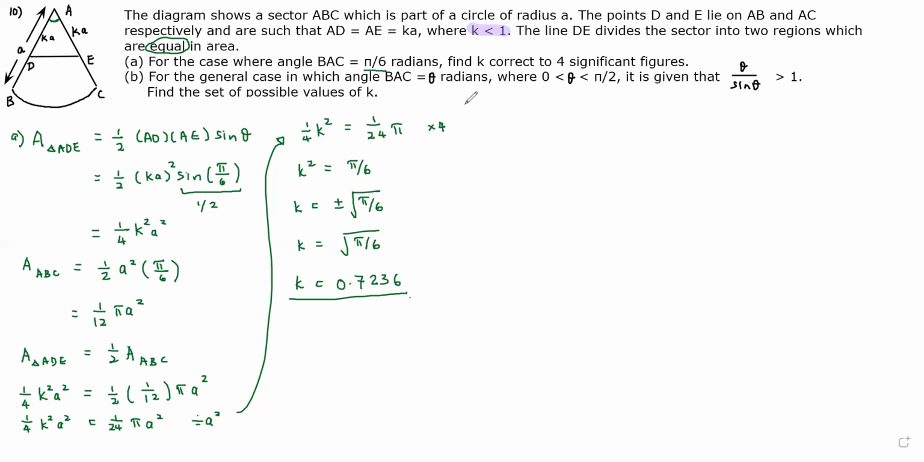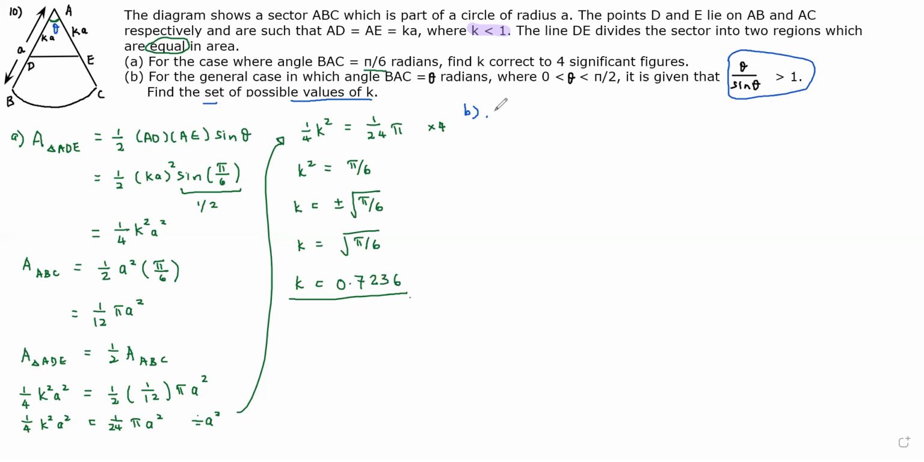For part B, for the general case in which angle BAC is theta, where theta is in between 0 and pi over 2, we are given that theta over sine theta is greater than 1. Find the set of possible values of k. The value of k is not unique here, but never mind about that.